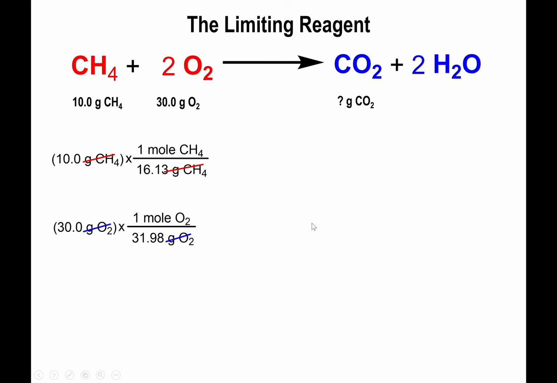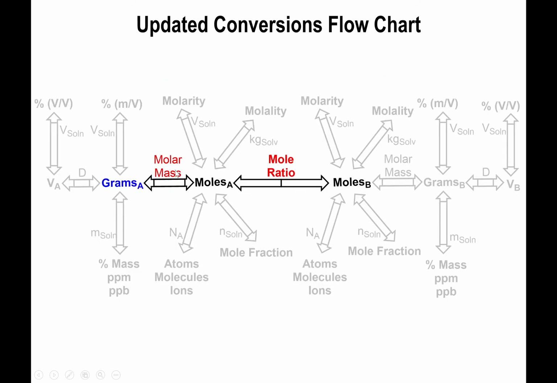Now that we're in moles, what we're going to do is switch over from the moles of either reactant to the moles of the very same product. And the reason why is because we're going to use the amount of the product as our basis of comparison to determine what the limiting reactant actually is.